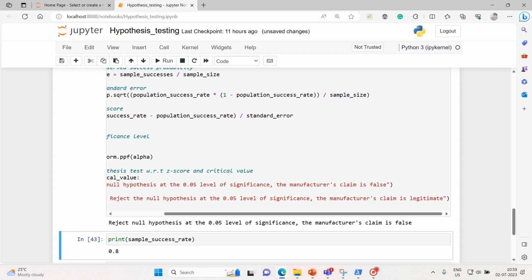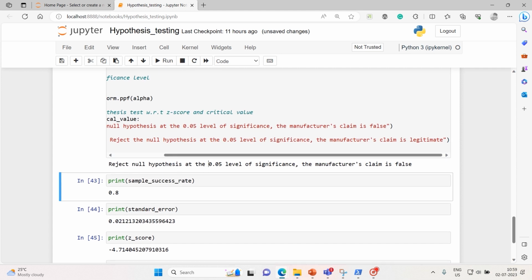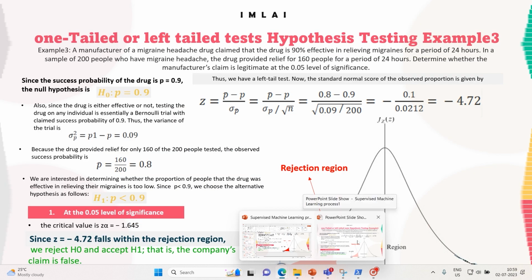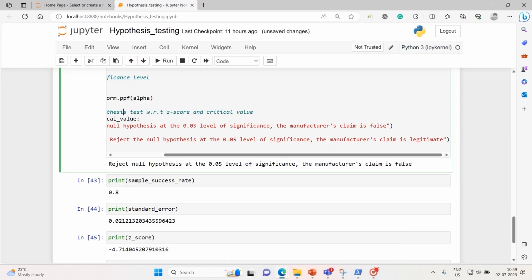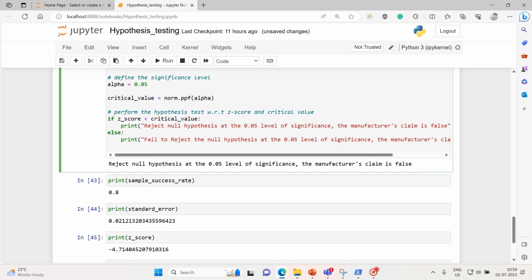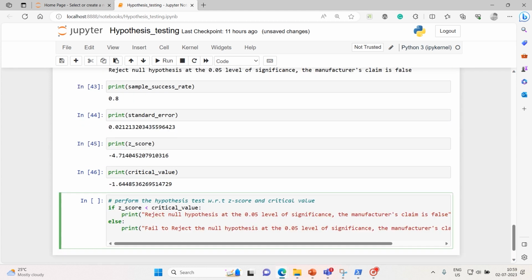What we got is reject the null hypothesis at the 0.05 level of significance, and the manufacturer's claim is false, and that's what we found here. Here also we rejected and the company's claim is false. So this is using the z-score, and now we will perform the hypothesis test with respect to the p-value of the respective z-score and the level of significance, or significance level.